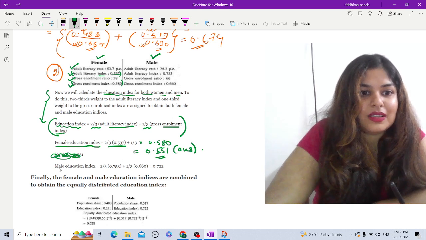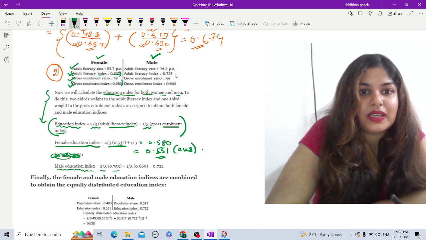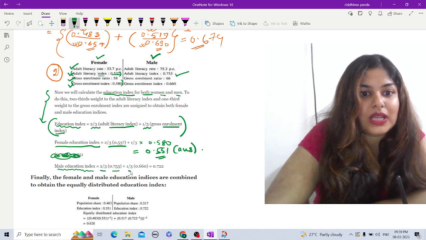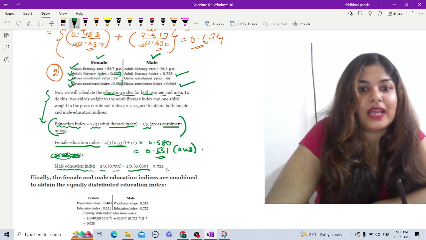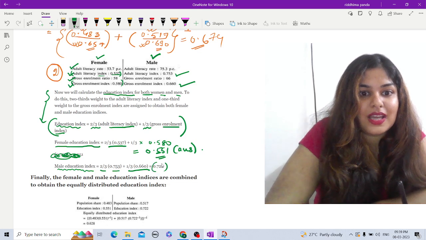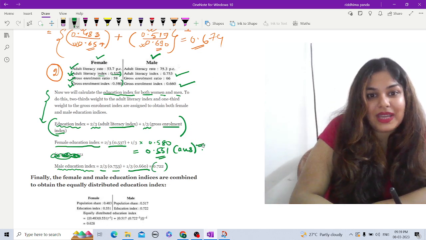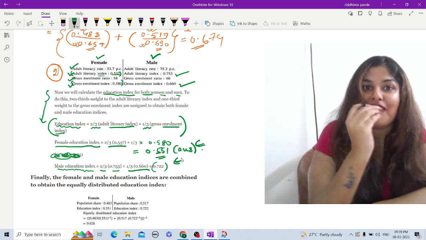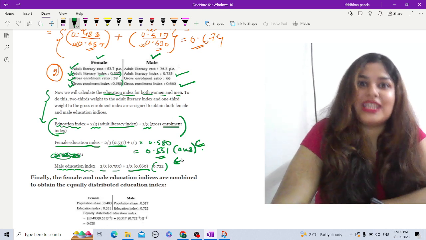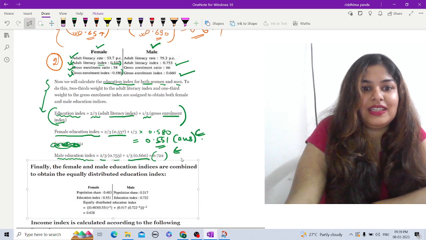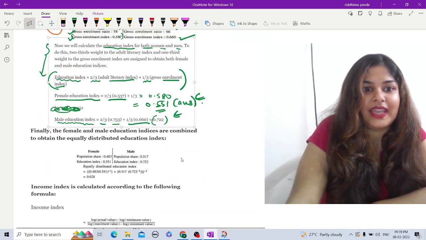This is female. Now again for male, 2/3 of the adult literacy rate for male is 0.753 plus 1/3 of the gross enrollment ratio of male is 0.660. And so the answer is this. Now, this is for female, this is for male. So we have to now calculate the equally distributed index for education.